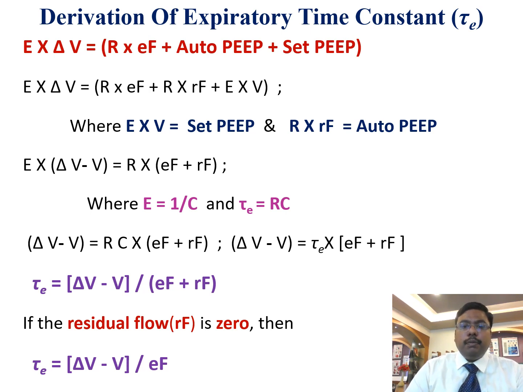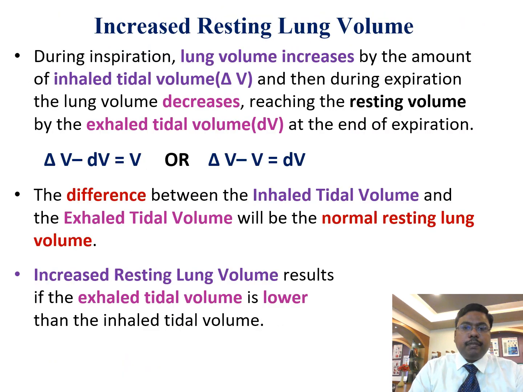In the same relation, in the place of set PEEP we substitute E times V, and in the place of auto PEEP we substitute resistance and residual flow. We will then get the relation: expiratory time constant is equal to delta V minus V divided by expiratory flow plus residual flow. If the residual flow is 0, then expiratory time constant is equal to delta V minus V divided by expiratory flow.